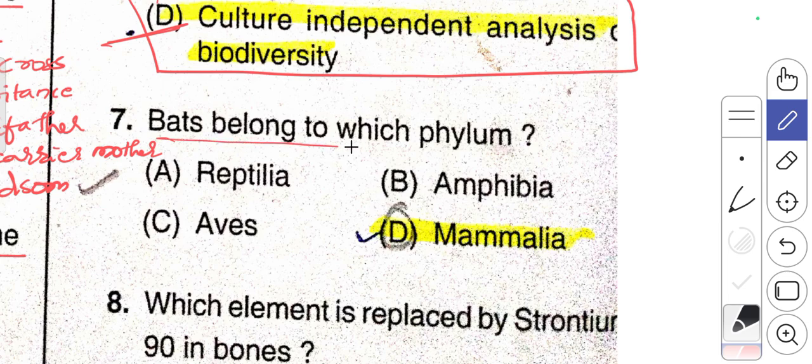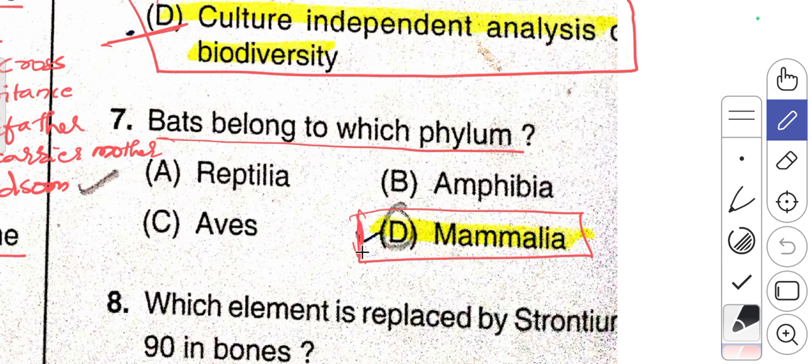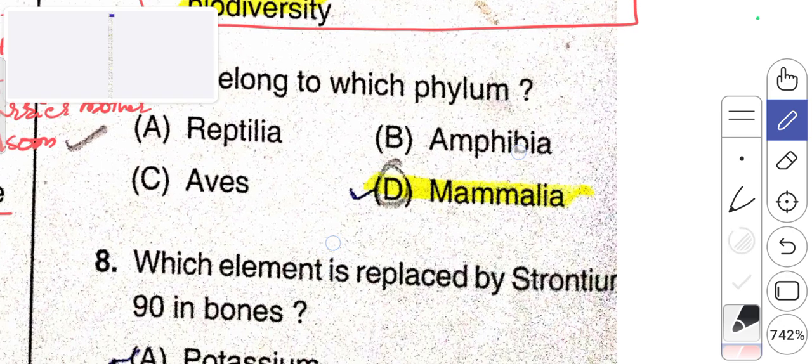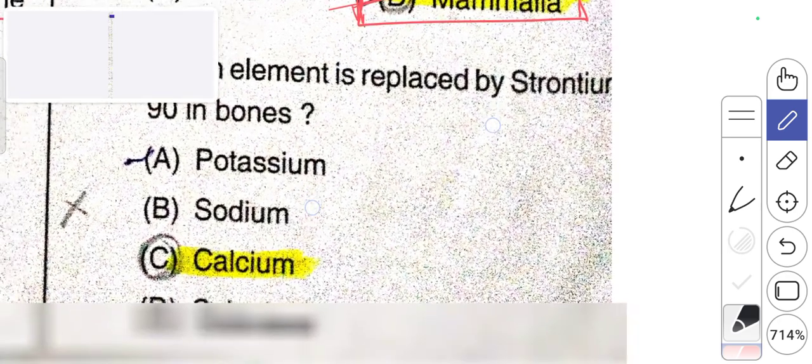Seventh one, bats belong to which phylum? Bats come under, not phylum, actually a class Mammalia. So instead of phylum, it should have been class. So D is the right answer. Next question.